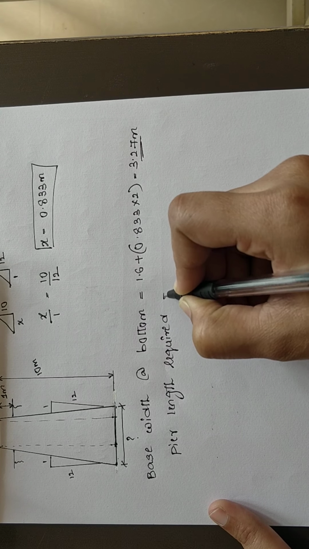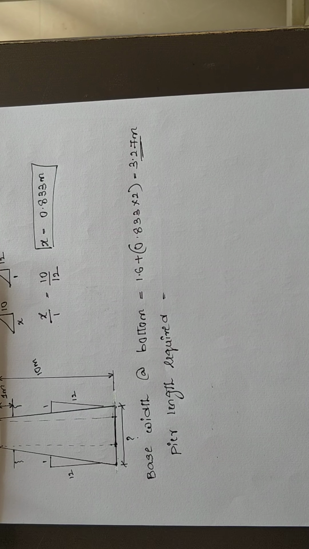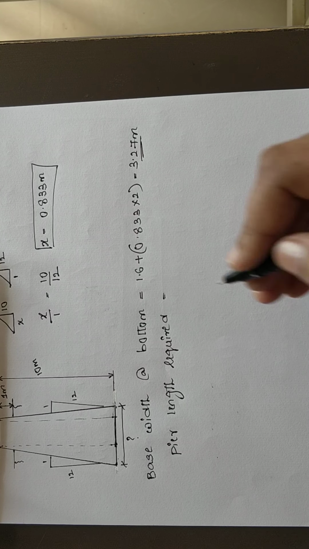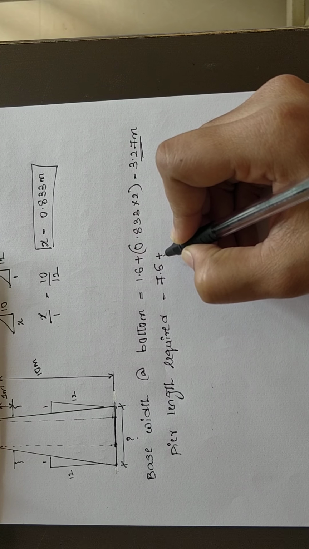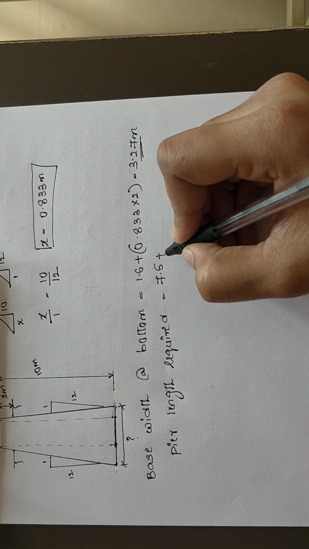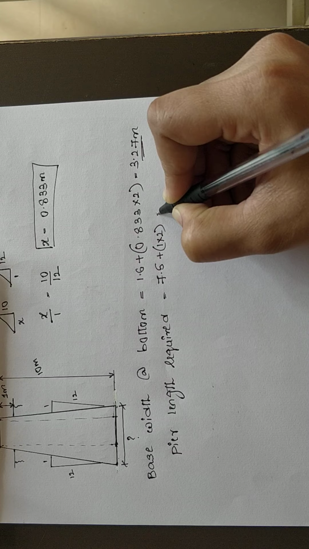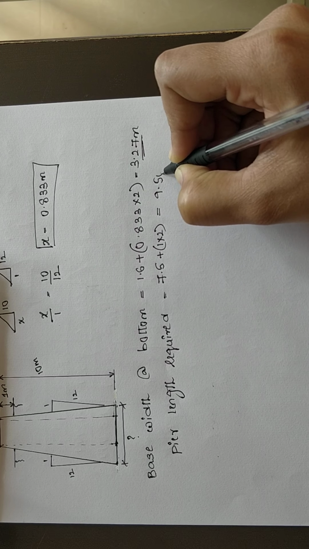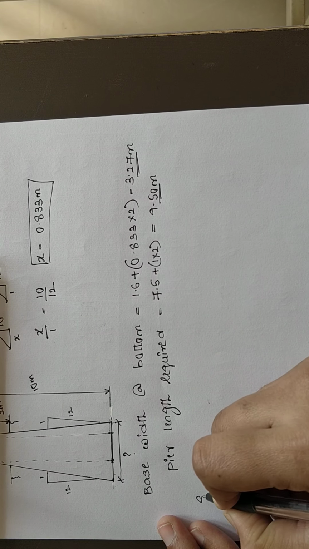Next you calculate pier length required. The length of the pier will be equal to the total length of the carriageway. Usually the width of the carriageway is 7.5 meter. Throughout that the length of the pier you are going to provide. Take it as 7.5 plus on either side the footpath you are going to provide 1 meter, on both sides, 1 into 2. Then the pier length required is 9.50 meter.